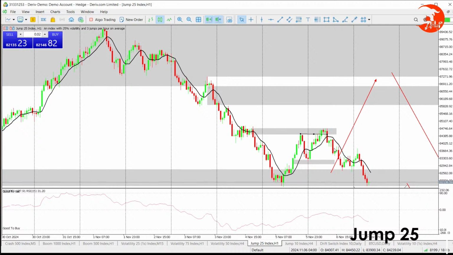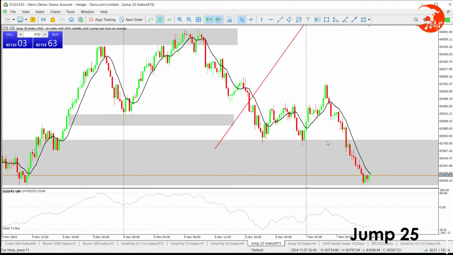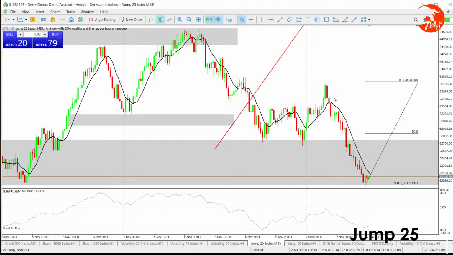So that is Jump 25. We should look at making money today. In fact, M15 should give us this money. M15 should give us this money there. So you know I'm having that there. All right. So that is the case. Whichever is in premium.